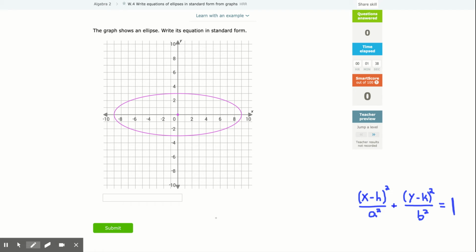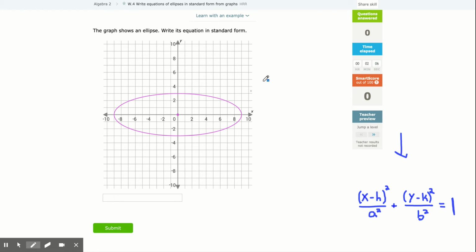Welcome. This lesson is just writing the equation in standard form for an ellipse. Just remember the standard form looks like this. The only difference that it might have is the a squared might be underneath the y term versus the x term, depending on whether it's wider versus taller. This one's wider. The major axis, so there's three things you need to find in order to write the equation.